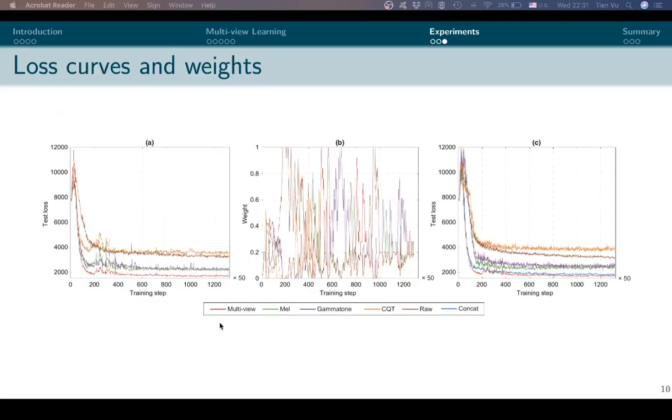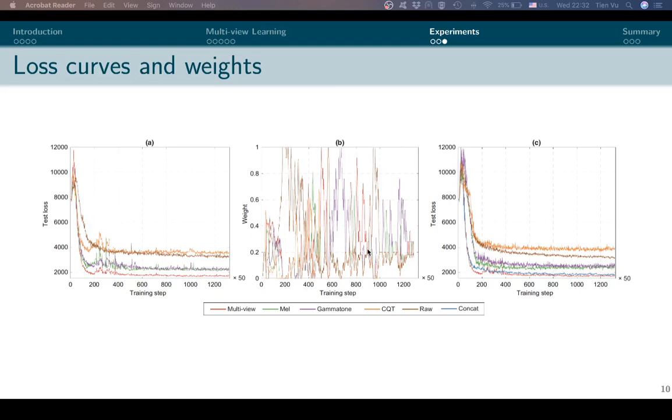I show here on the left side the loss curves obtained by different classification branches of the multi-view network. The upper four curves correspond to the four different subnetworks, and the one in red corresponds to the concatenation branch. In the middle, I show the development of the loss weights during the training course, although it's very hard to interpret because the weights appear noisy due to the greedy adaptation.